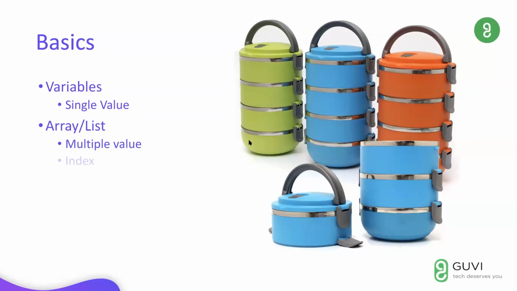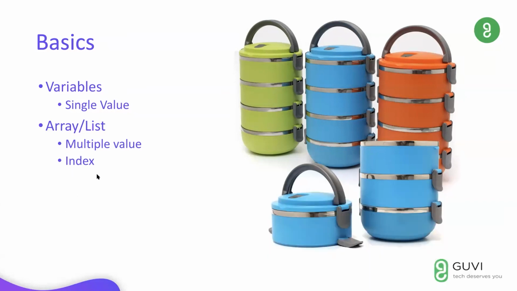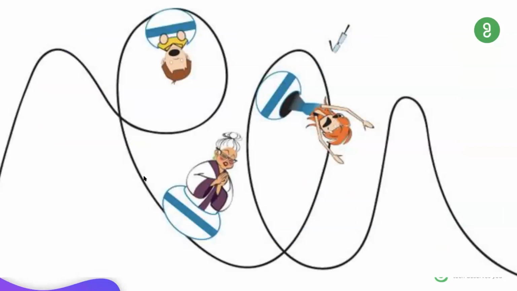And when you have multiple values, how do you take them? You say I need the first box, I need the second box, I need the third box. Your mom will say the first box has sambar, the second box has chapati, the third box has curry. The same way, here also you have an index, and through the index you access the value of it.